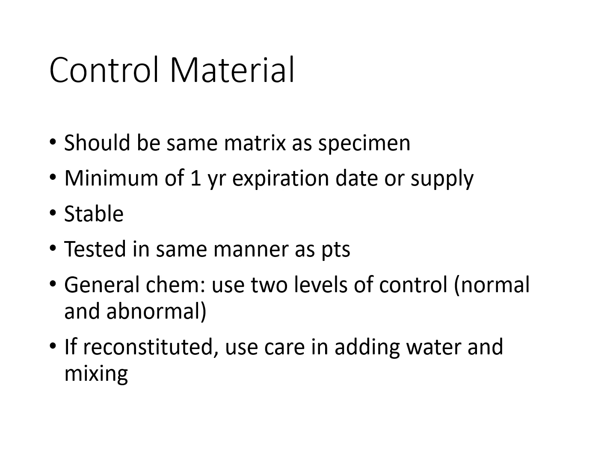Quality control material, again, should be the same matrix as the specimen. You're generally going to have a minimum of a 1 year expiration date or a minimum 1 year supply. We want to make sure it's stable. We're also going to test it in the same manner as patients. So if you put patients on as a run, you're going to do the quality control the same way. You're not going to treat them any differently, because we want it to be as much the same as possible. We're also generally going to use 2 levels, a normal and an abnormal. Some will have more than 2, so just be aware of that.